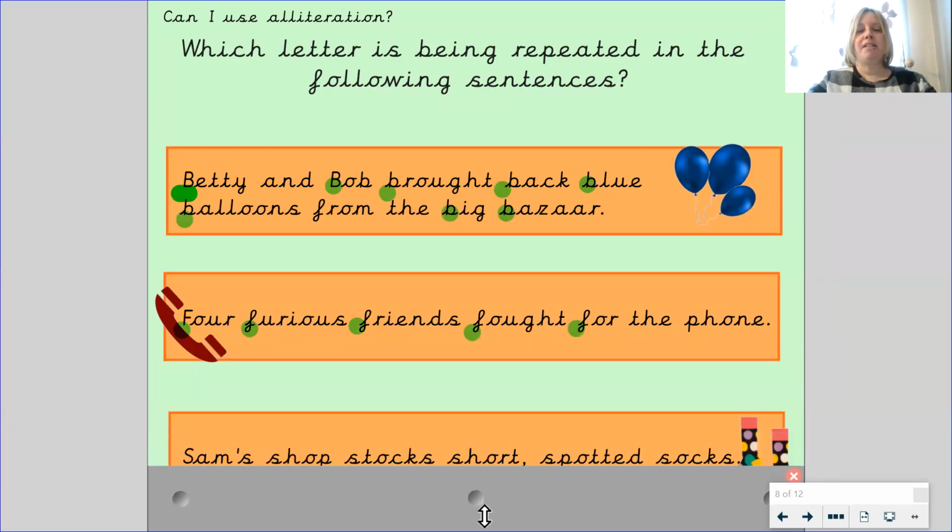And our final sentence for you to have a go and read. Pause your video. Did you spot that they all started with the letter S? Sam's shop stocks short spotted socks.